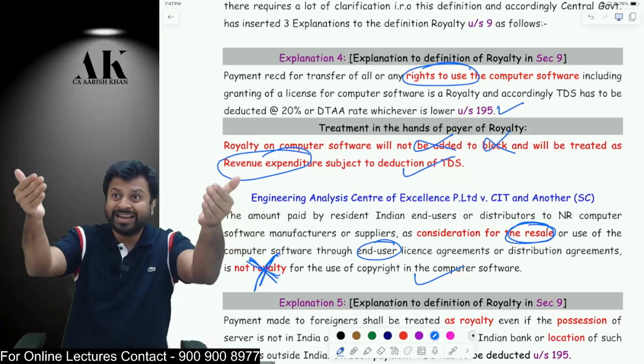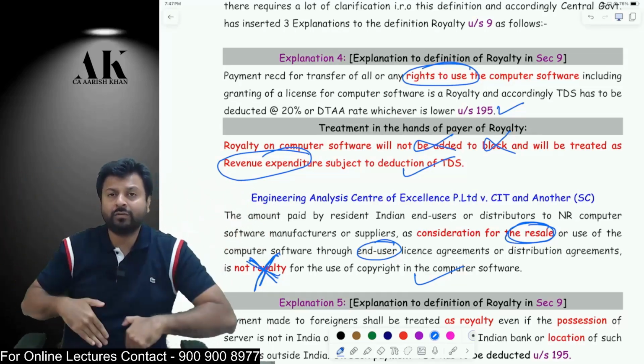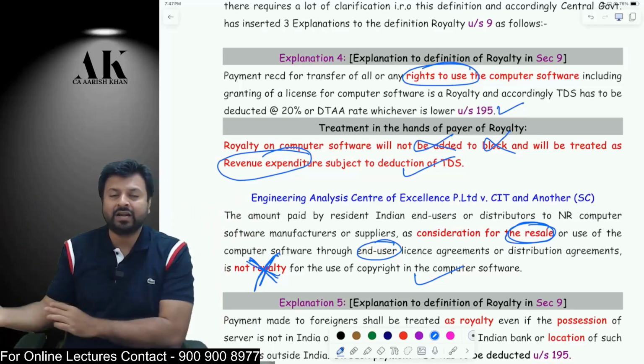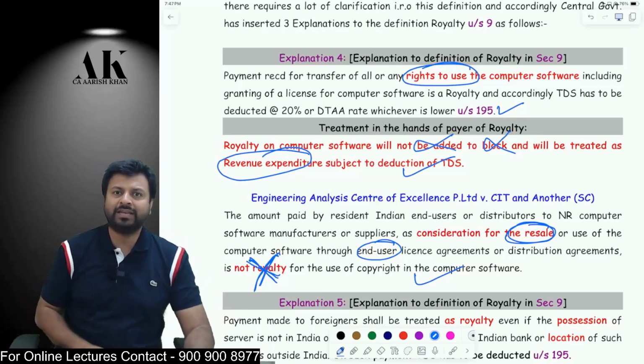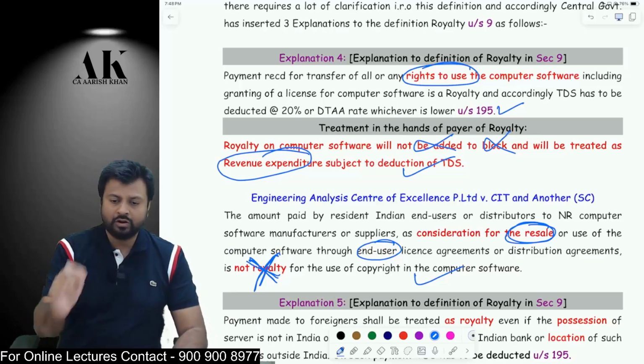Okay. When you buy a right to use a computer software, that is a royalty. But when you buy a software to sell to someone as a retailer or for end use of yourself, then you are not paying any royalty for that. Then that is an outright purchase. Therefore that cannot be called a royalty. I hope it is clear to all of you.